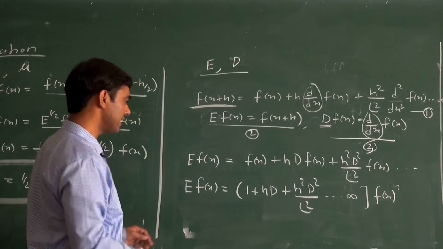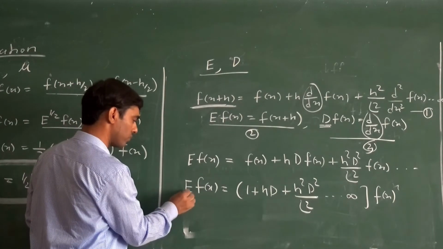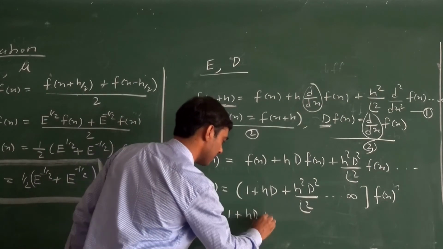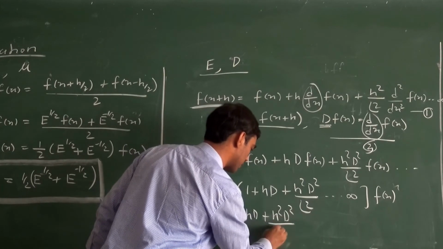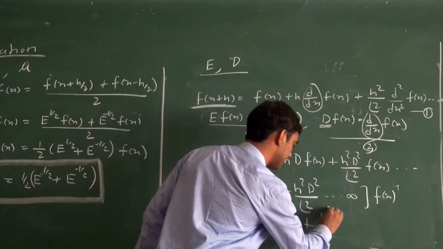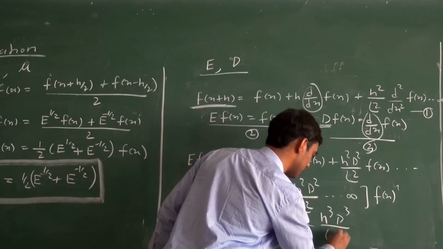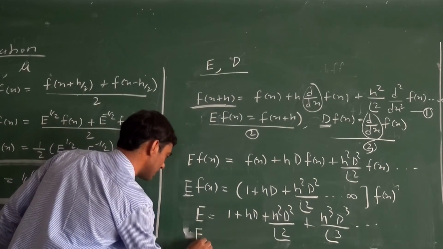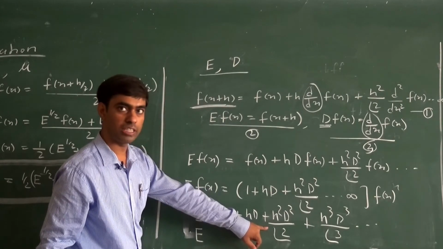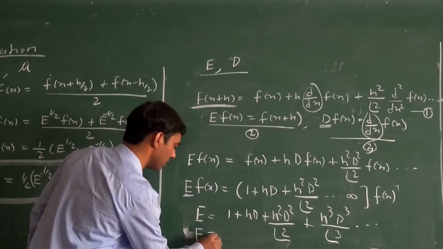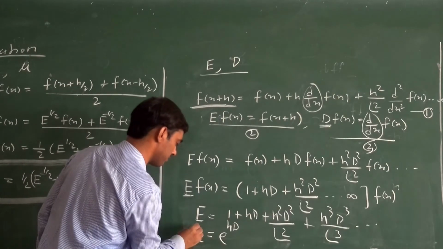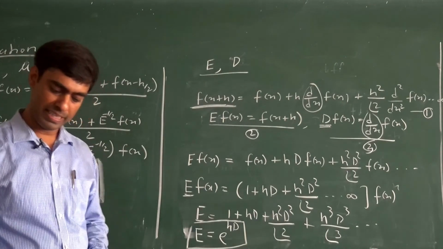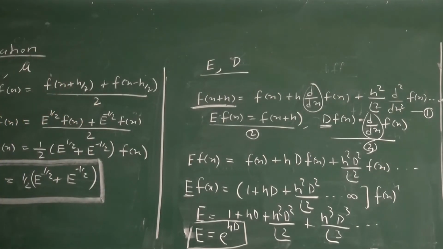So what is the relation between the operators? This one equals 1 plus hD plus h square D square upon factorial 2 plus h cube D cube upon factorial 3, and so on. If you closely observe the right hand side, this one equals e to the power hD. So this one is the relation between the shift operator and the differential operator.